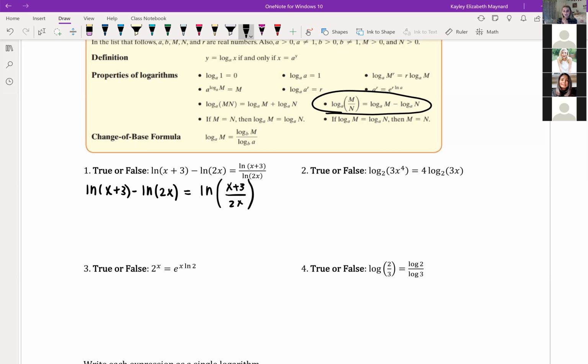So you can see that this is actually not equal to what the problem says. So the problem has ln of x plus 3 over ln of 2x. And those are not the same thing. So this one is false. Does anyone have any questions on why this one's false?